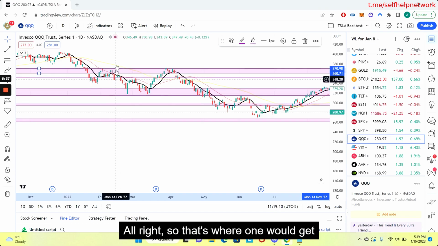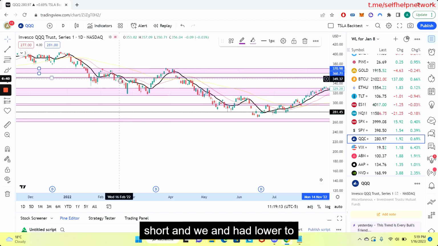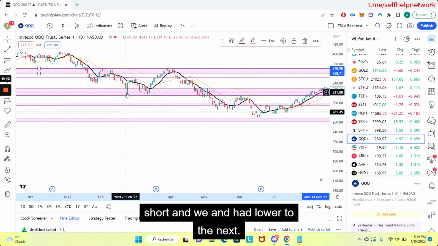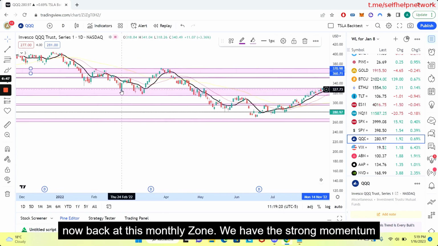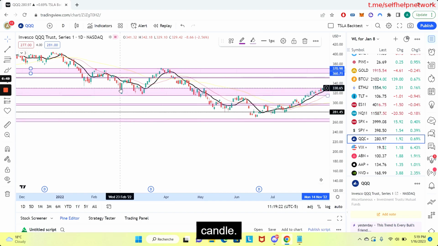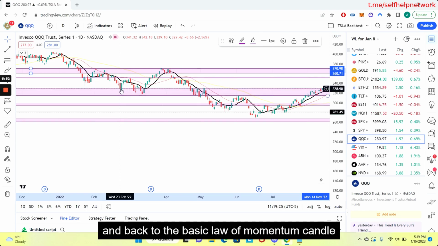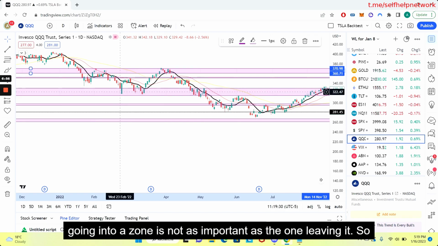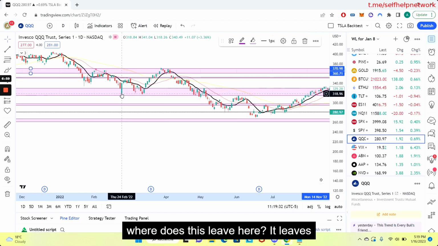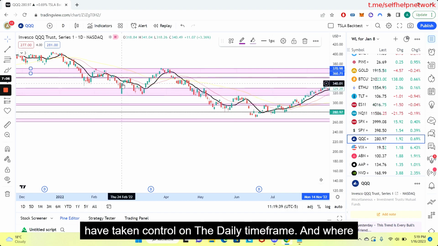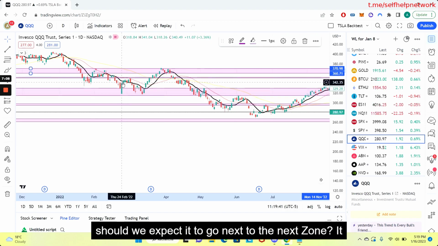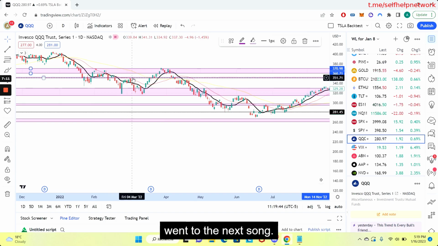All right, so that's where one would get short and we head lower, back to the monthly zone. Now back in this monthly zone, we have this strong momentum candle into the zone and back to the basic law. A momentum candle going into a zone is not as important as the one leaving it. So where does this leave here? It leaves green, so it goes up, which means now bulls have taken control on the daily time frame. And where should we expect it to go next? To the next zone. It went to the next zone.